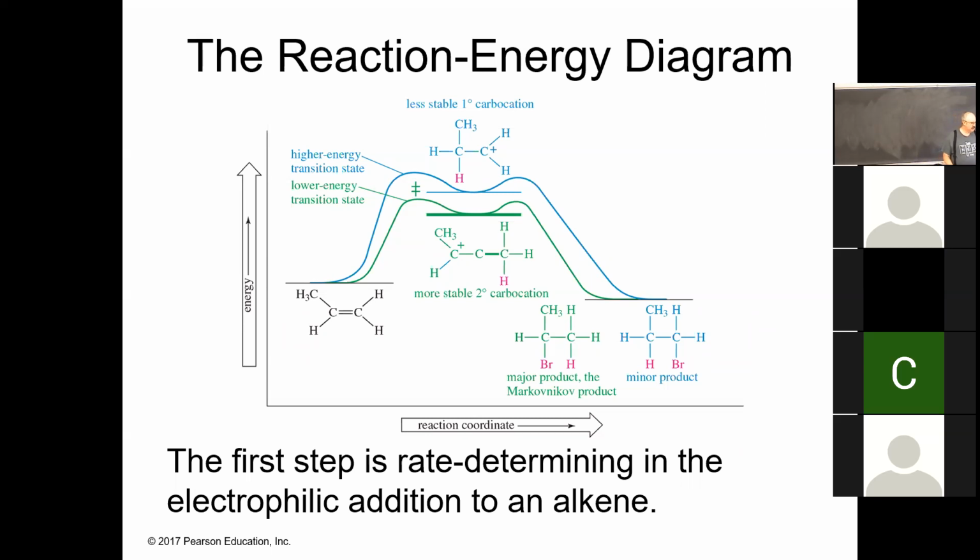Formation of the tertiary carbocation is faster. It has a lower activation energy, and also you can see from the diagram that it is more stable. It's lower energy.